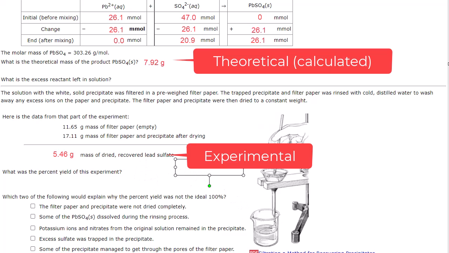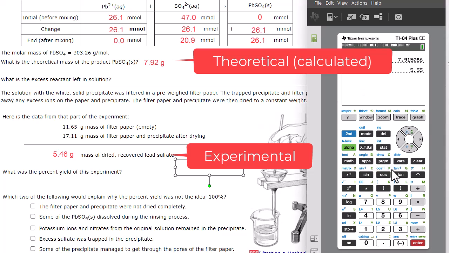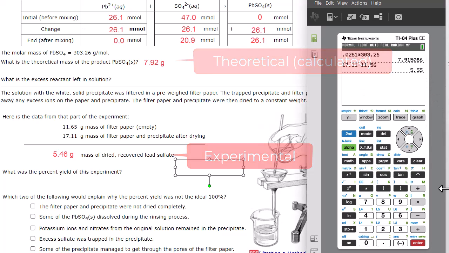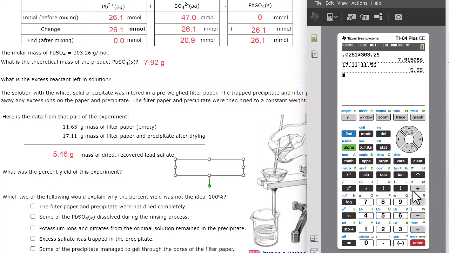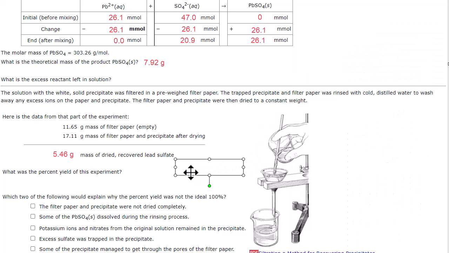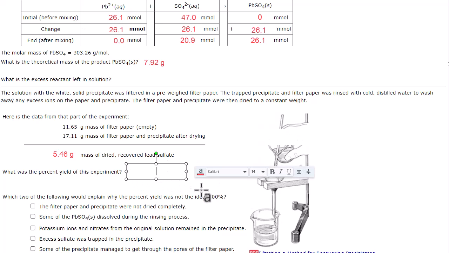You'll just take your calculator and say, hey, I got my 5.55 grams, but it should have been 7.92 grams. Multiply by 100. I'm not going to bother. I'm just going to move the decimal point over 2 places. 70%. That's our percent yield. The yield was 70.0%, 3 significant digits. So 30% of that lead sulfate somehow managed to sneak through this filter paper.